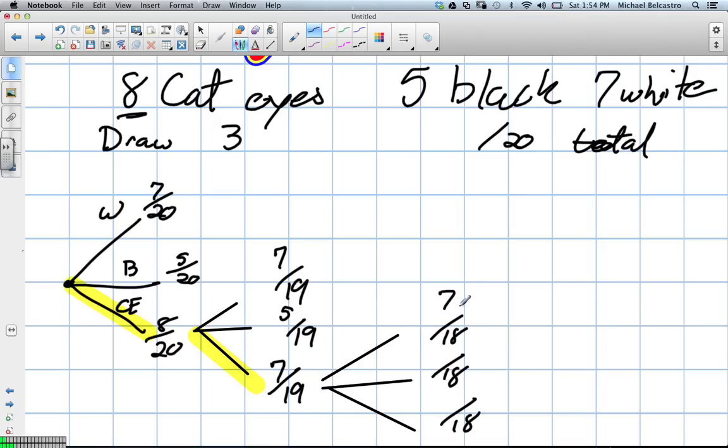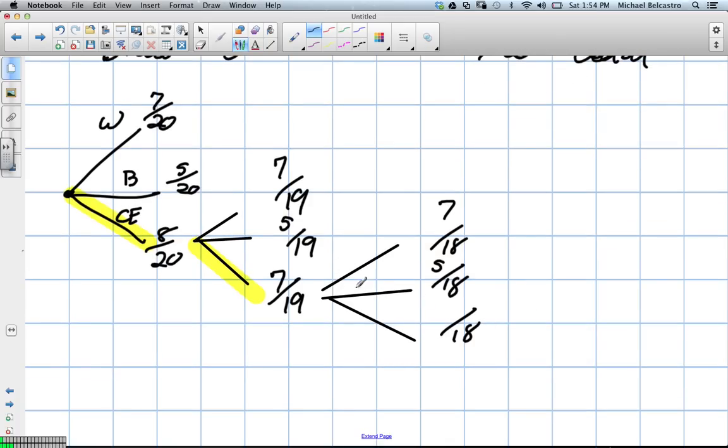Again, none of the white or the black have been drawn. So the probability of grabbing them has increased as we go through the experiment. And the probability of getting a cat eye continues to decrease. And because, again, we've drawn 2, it's 6 out of 18, and we just multiplied the 3 of those together.